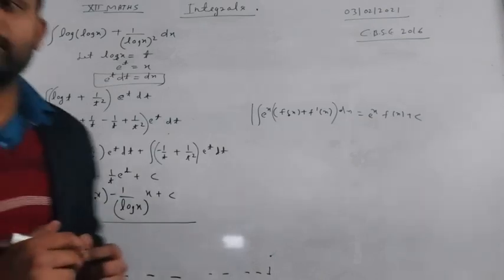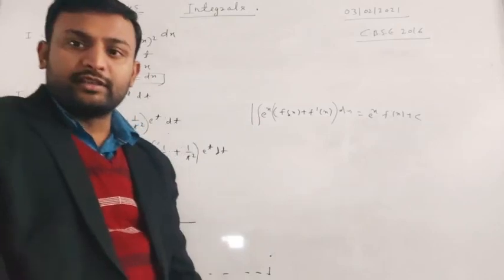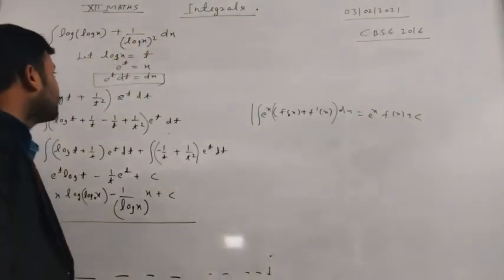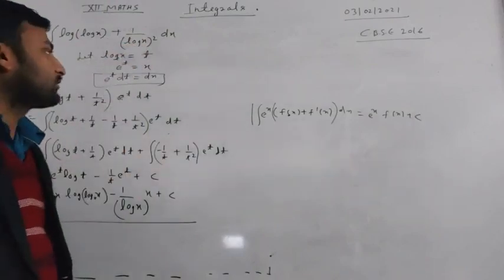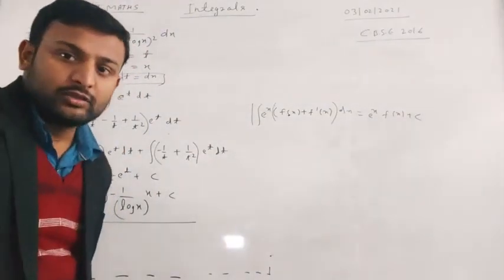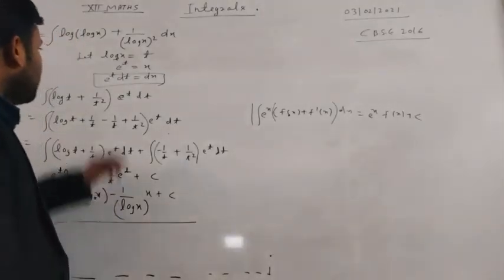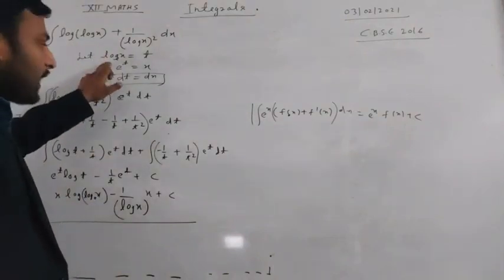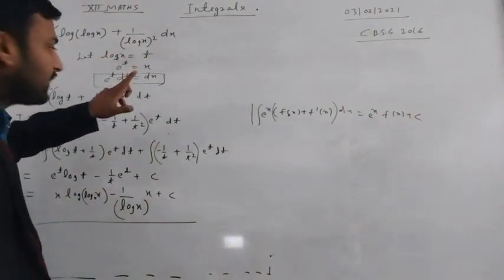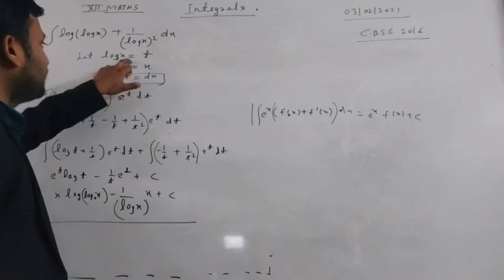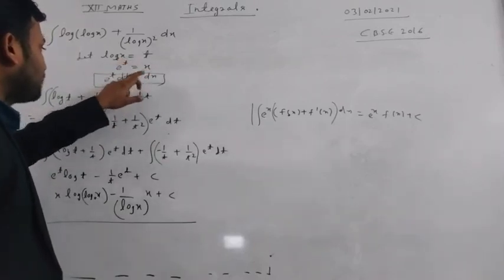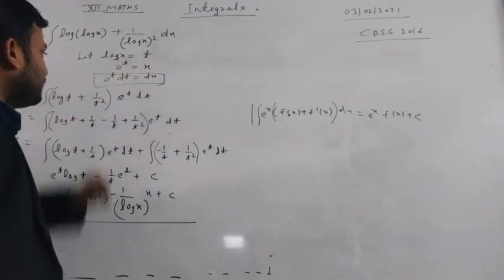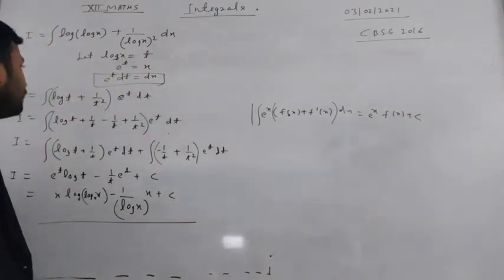I hope you understand, students. Now let's see once again. In this question we have to integrate (log x plus 1 by log x) whole square dx. We suppose log x is equal to t, so e to the power t is equal to x, and when we differentiate, dx is e to the power t dt.